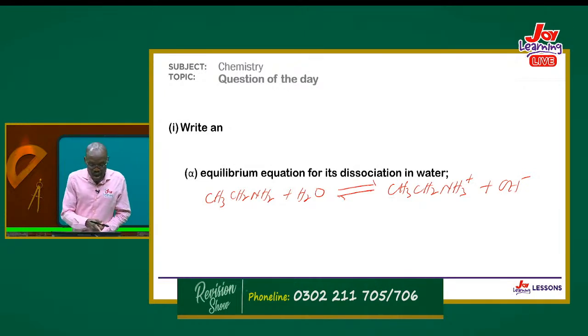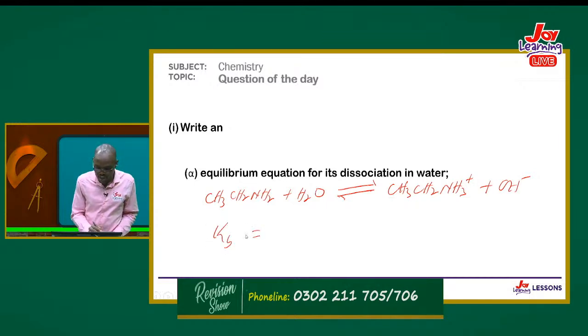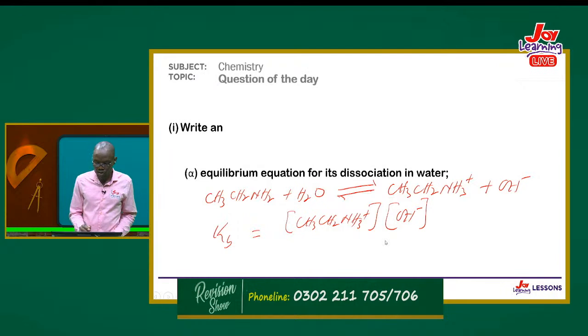Right, this is the reason why amino ethane is basic. Because when it is in water, it produces excess OH minus ions in solution. That is why it is a weak base. So this is it. So the Kb will be equal to the concentration of CH3CH2NH3 plus times the OH minus ions concentration, all divided by the concentration of CH3CH2NH2.